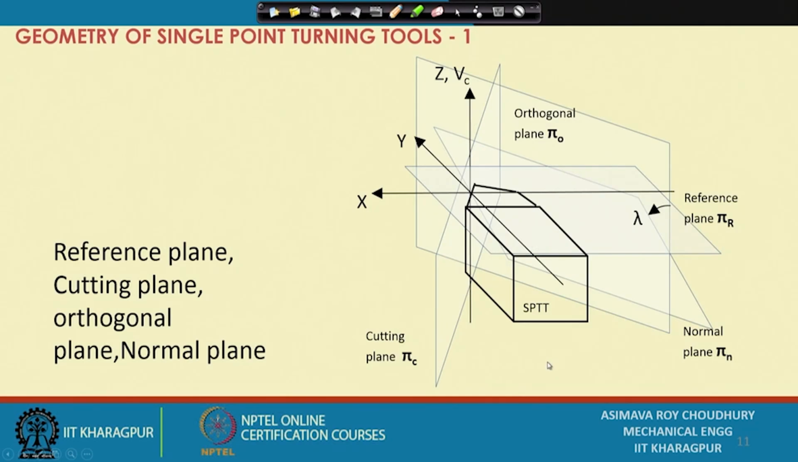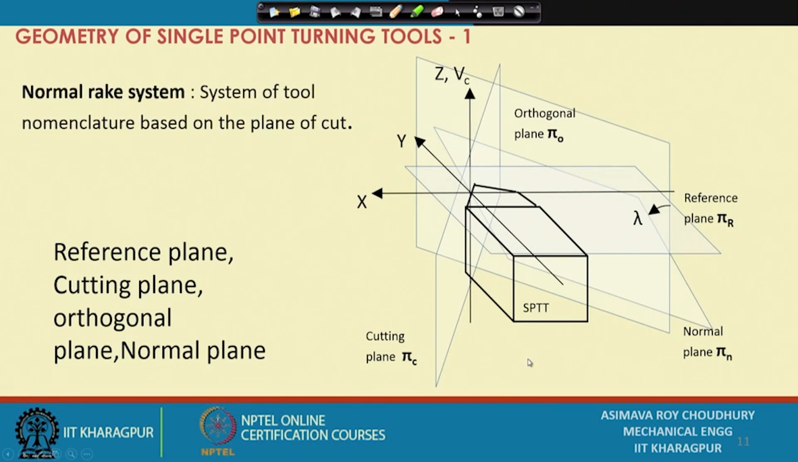Previous to that, I would just touch upon yet another reference system, which is called the normal rake reference system. As you can see here, there is another plane defined, besides the basic reference plane, called the normal plane. Ordinarily, what is this one plane that we are having here? This is the orthogonal plane.